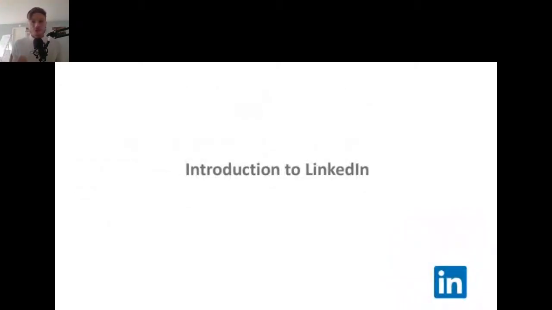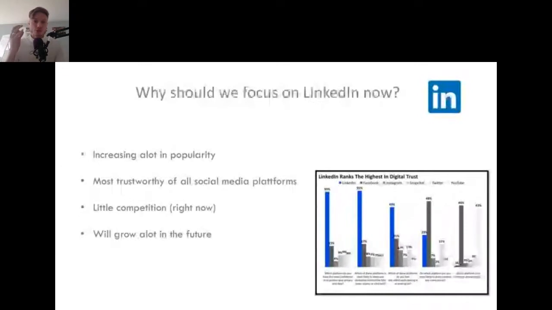So I would also like to start today with an introduction to LinkedIn. What kind of platform is LinkedIn, and how should we think around it? Is it just a professional digital CV platform, or can we actually do much more with it? And the first thing is, of course, why should we focus on LinkedIn right now? We're in 2021. And LinkedIn has been around for a long time, since 2002, 2003.